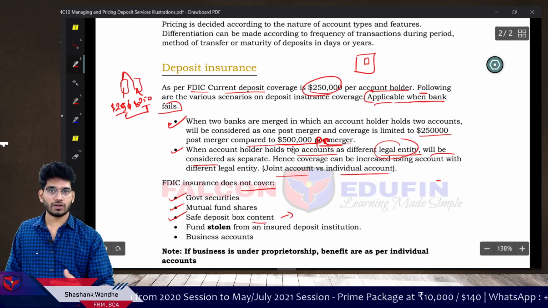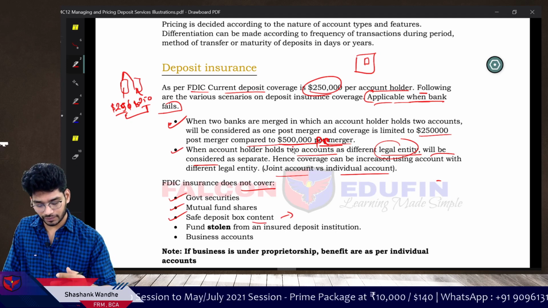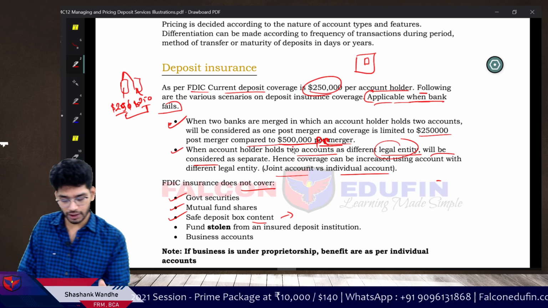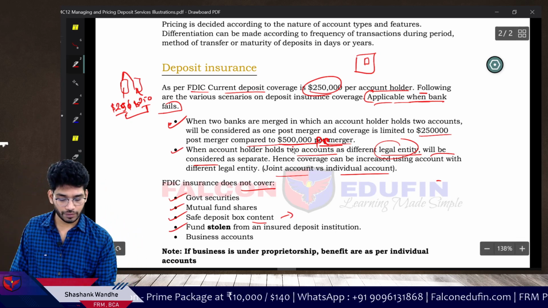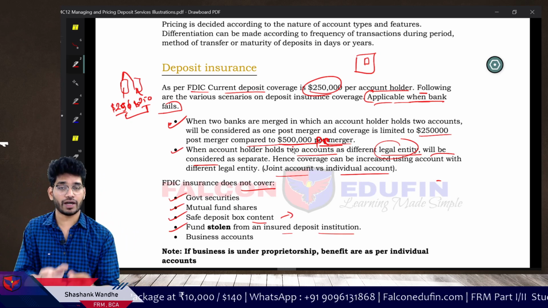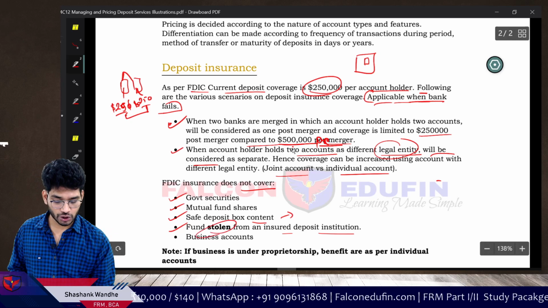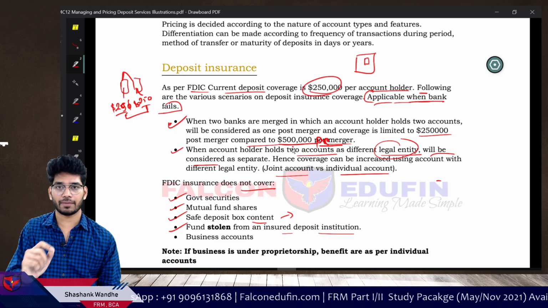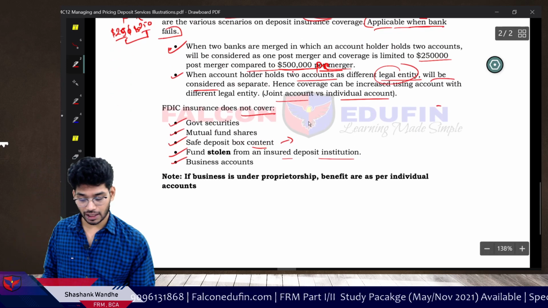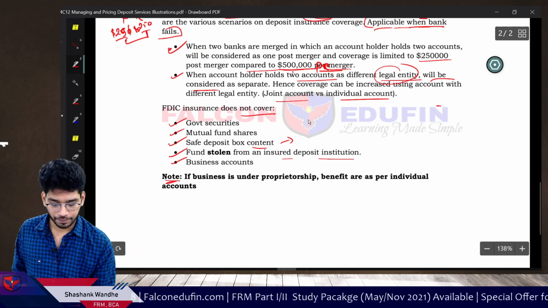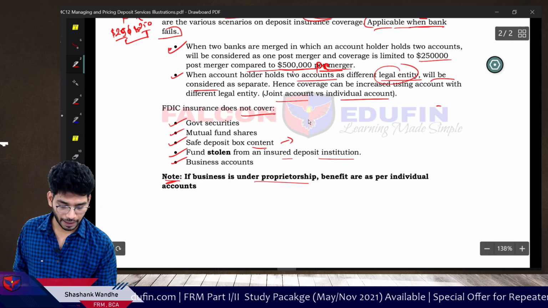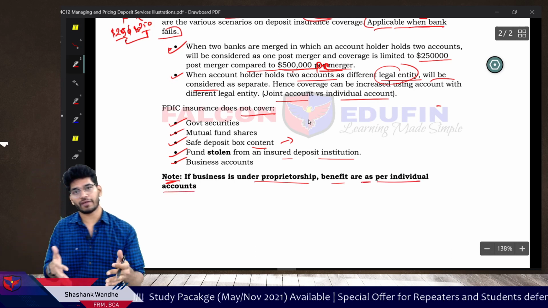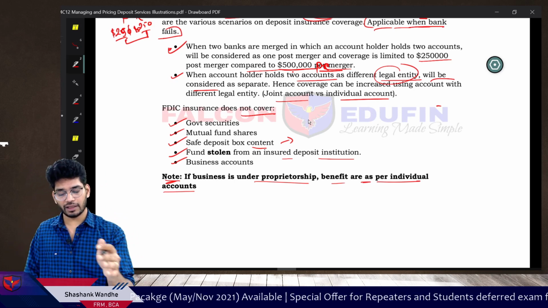We talked about this: if the content in those safe deposit boxes is stolen, it is not covered. Funds stolen from the insured institution are not covered, because the insurance is applicable only in case the bank fails. Then the business account. Note, if the business is under proprietorship, benefits are on an individual basis. So if you have any proprietor's account in that bank, then you will get the benefit of the individual account.